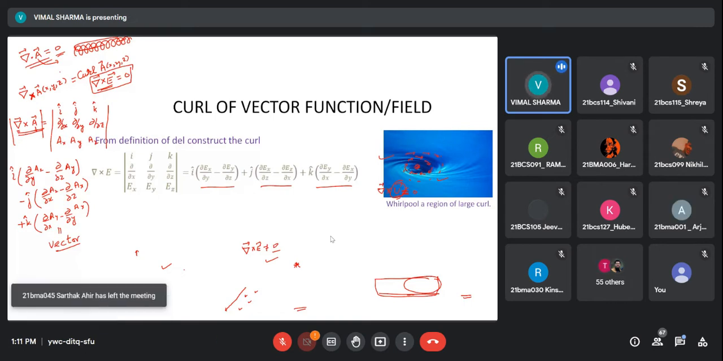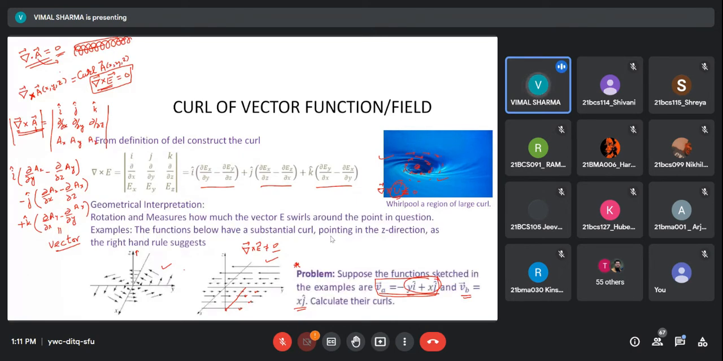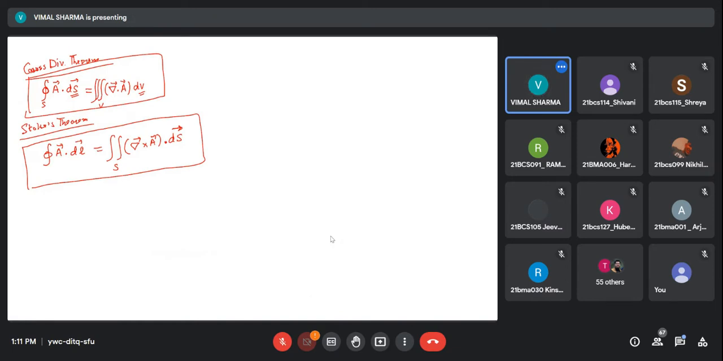And then we operate with this operator and then we find this determinant and we see different components of the resultant field. Now this is a new field which is curl of E field, and that gives you an idea about the rotation or circulation in the field.